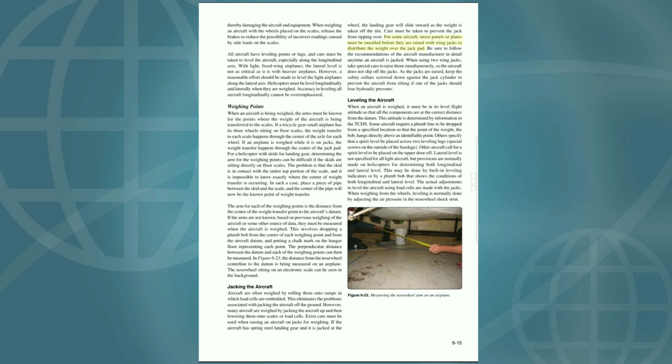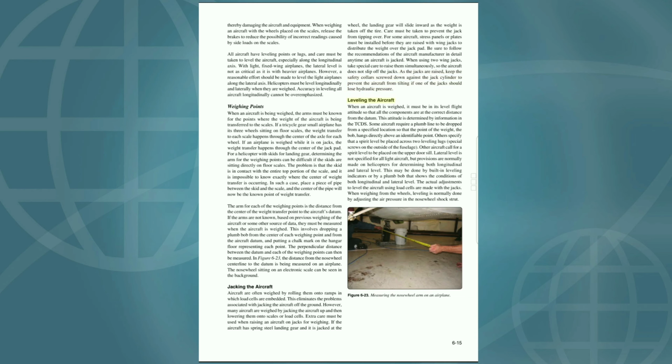Care must be taken to prevent the jack from tipping over. For some aircraft, stress panels or plates must be installed before they are raised with wing jacks to distribute the weight over the jack pad. Be sure to follow the recommendations of the aircraft manufacturer in detail anytime an aircraft is jacked. When using 2 wing jacks, take special care to raise them simultaneously, so the aircraft does not slip off the jacks. As the jacks are raised, keep the safety collars screwed down against the jack cylinder to prevent the aircraft from tilting if one of the jacks should lose hydraulic pressure.